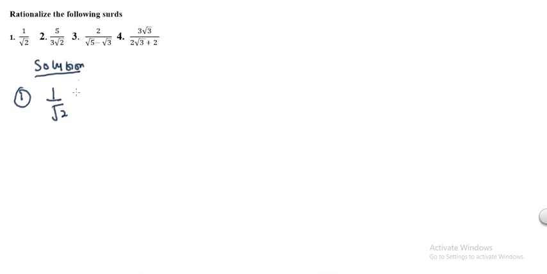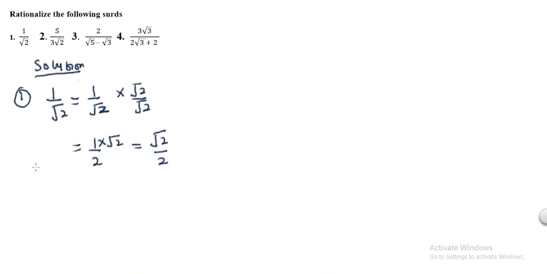A way we can do it is to multiply the numerator and the denominator by this surd. So this is equal to 1 over root 2. You then multiply the numerator by root 2 and the denominator by root 2, so that this is equal to 1 over root 2 times root 2, which is simply 2. And then 1 times root 2 is just root 2. So this is equal to root 2 over 2. So we succeeded in rationalizing this surd.